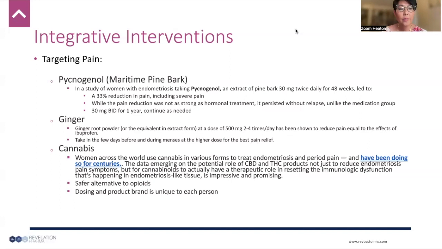Then we have ginger root powder at 500 milligrams 2 to 4 times a day has been shown to reduce pain equal to the effects of ibuprofen. And it's so good for the gut lining as well.